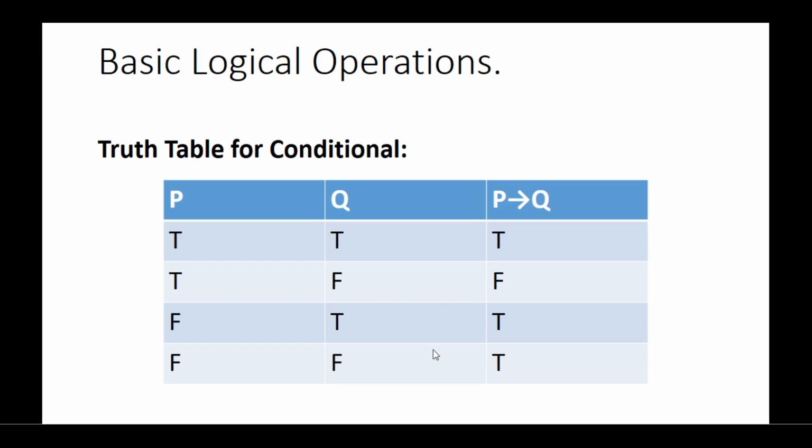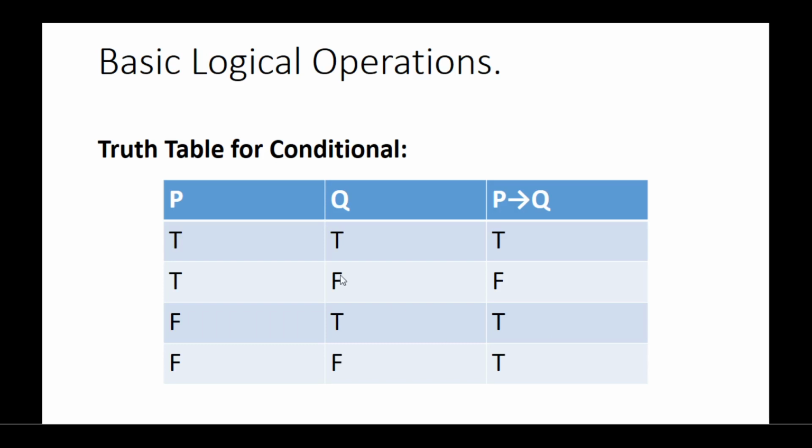Next, the conditional. The conditional statement, a compound proposition, is false when P is true and Q is false, and in all other cases it is true. If the first proposition is true and the second proposition is false, then it is false, and in all other cases it is true. So this is called the conditional statement.